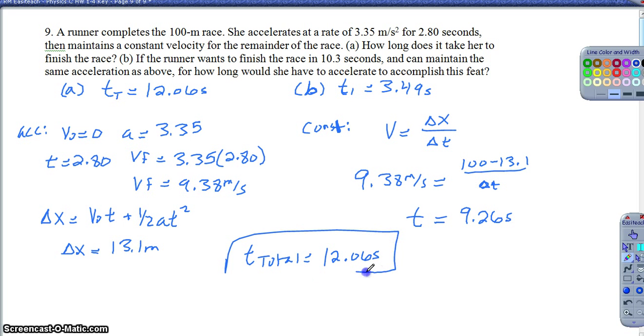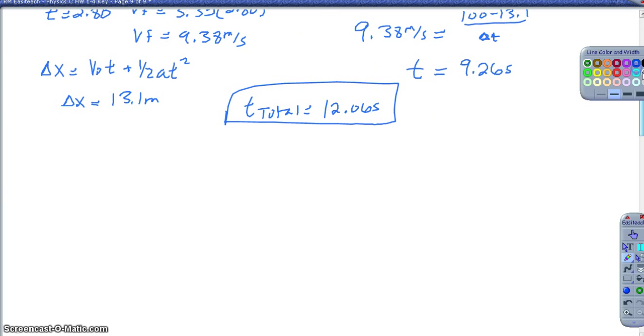So hopefully part A wasn't too difficult. Again, part A is not even a system of equations. It's truly just one where you have to set up all the pieces and work carefully with your calculations.